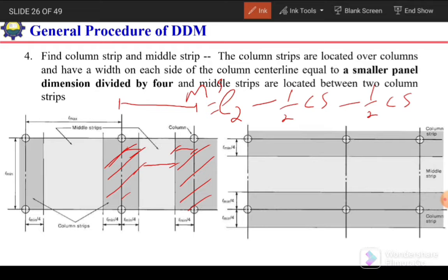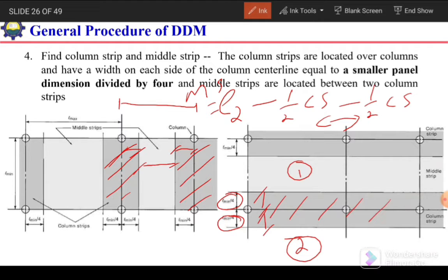Similarly, in the east-west direction, the same procedure will be adopted. The column strip, this dark shaded area, is half column strip, L minimum by 4. We will consider this span, span 2, span 1. So the shorter dimension of span 2 divided by 4 will be this half middle column strip, and the smaller dimension divided by 4 will be this half column strip from panel 1.